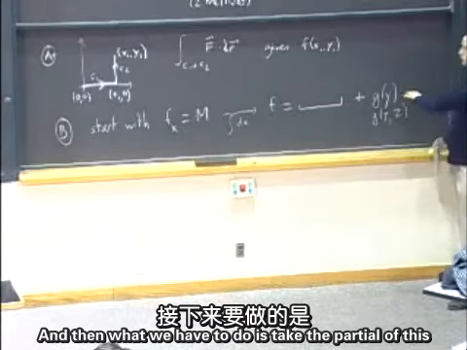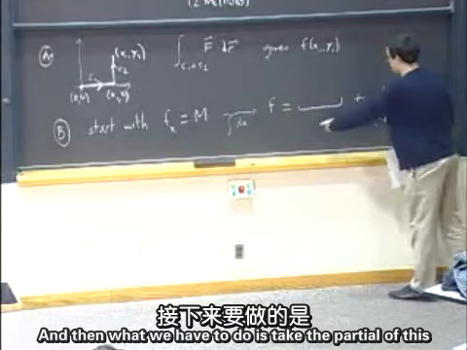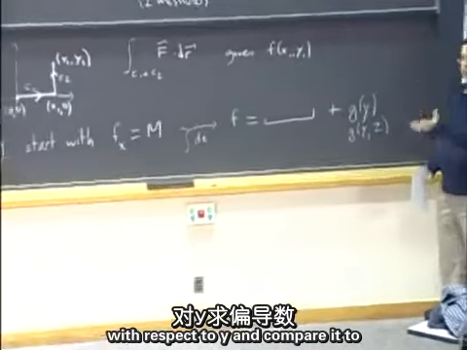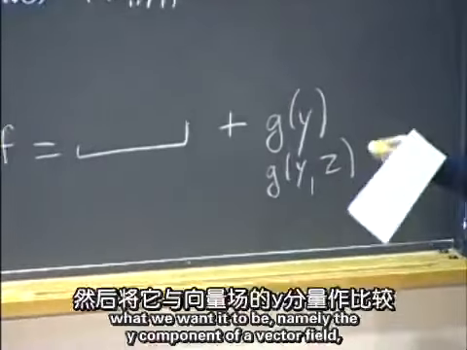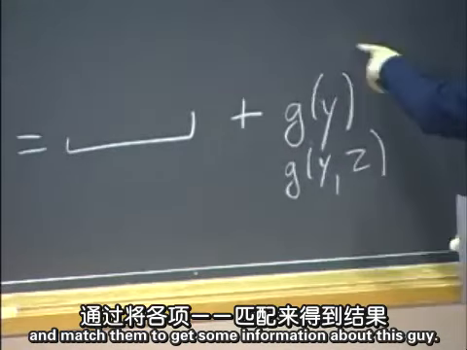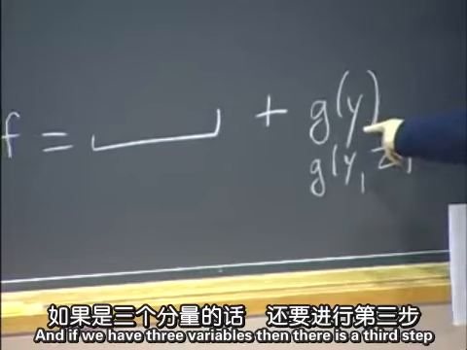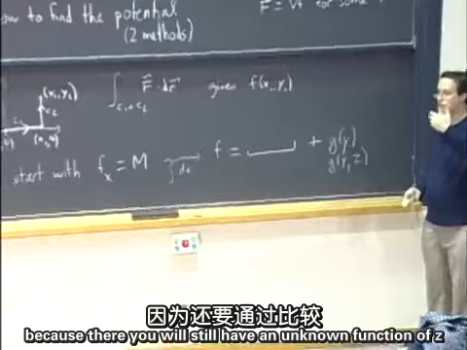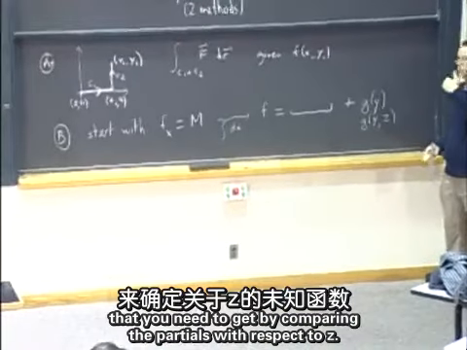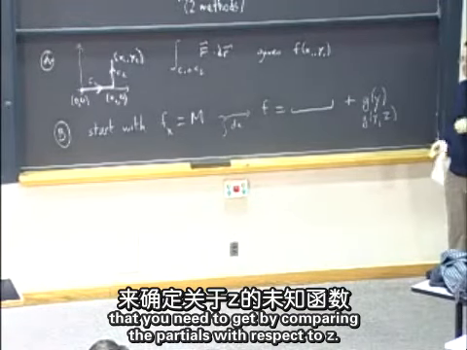And then what we have to do is take the partial of this with respect to y and compare it to what we want it to be, namely the y component of the vector field, and match them to get some information about this unknown function. And if we have three variables, then there's a third step, because there you still have an unknown function of z that you need to get by comparing the partial with respect to z.